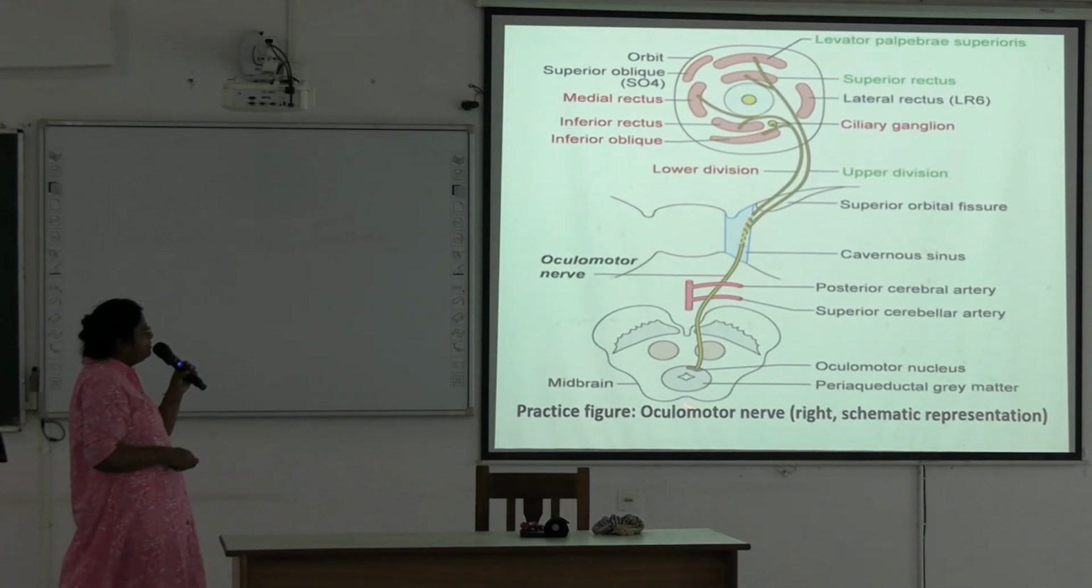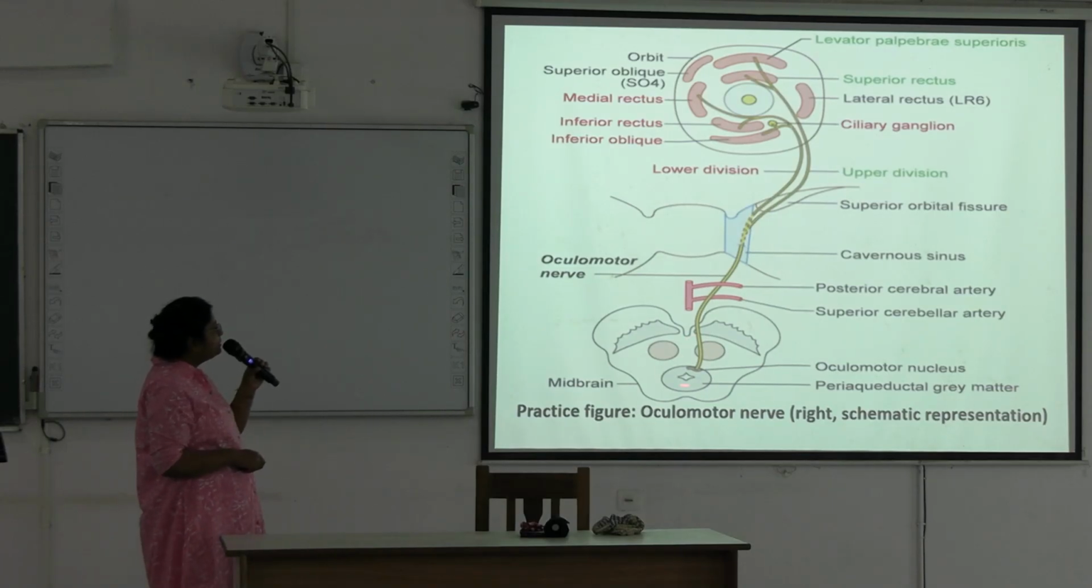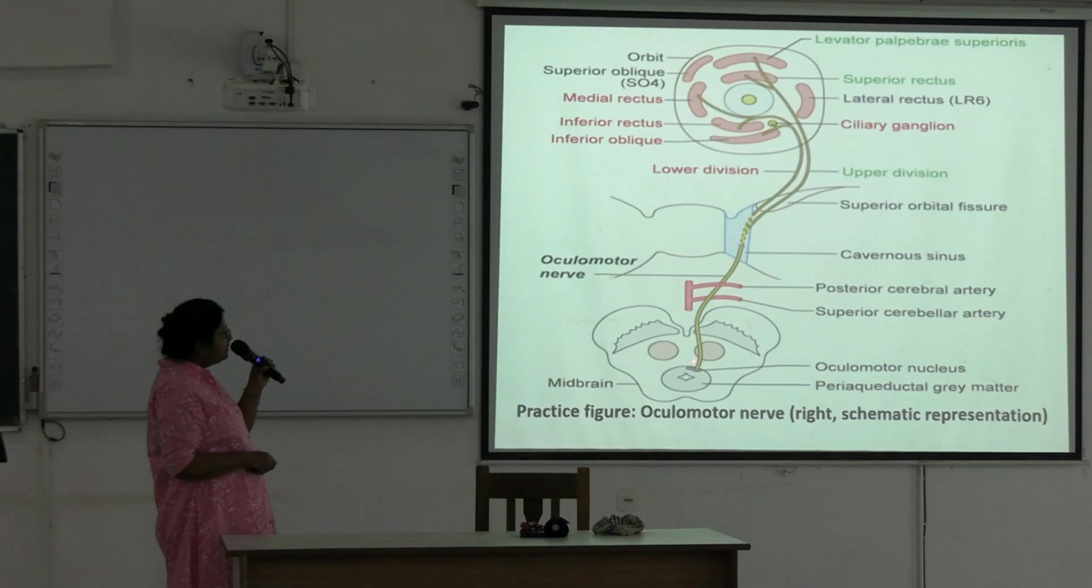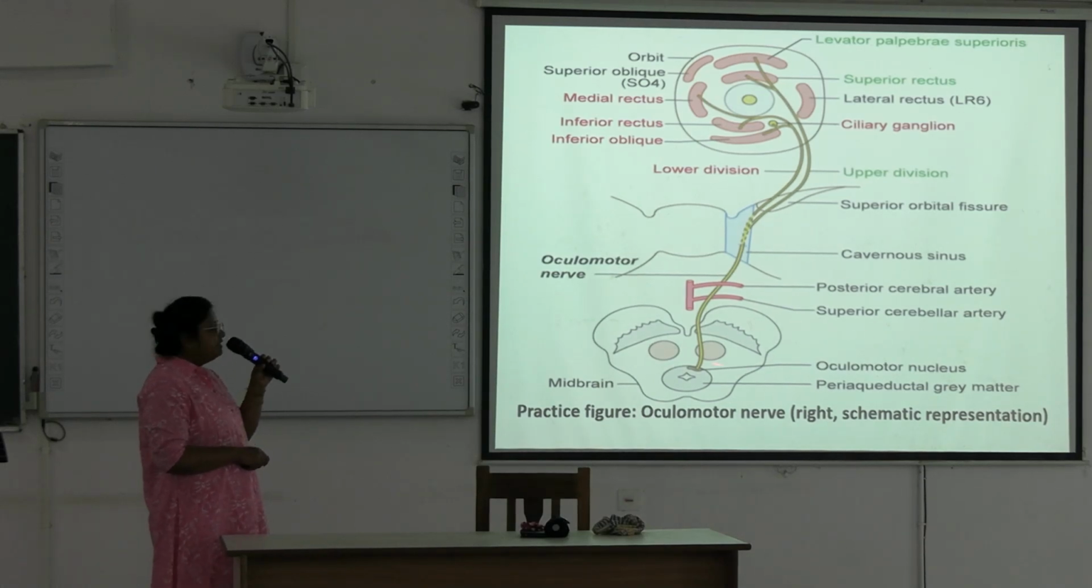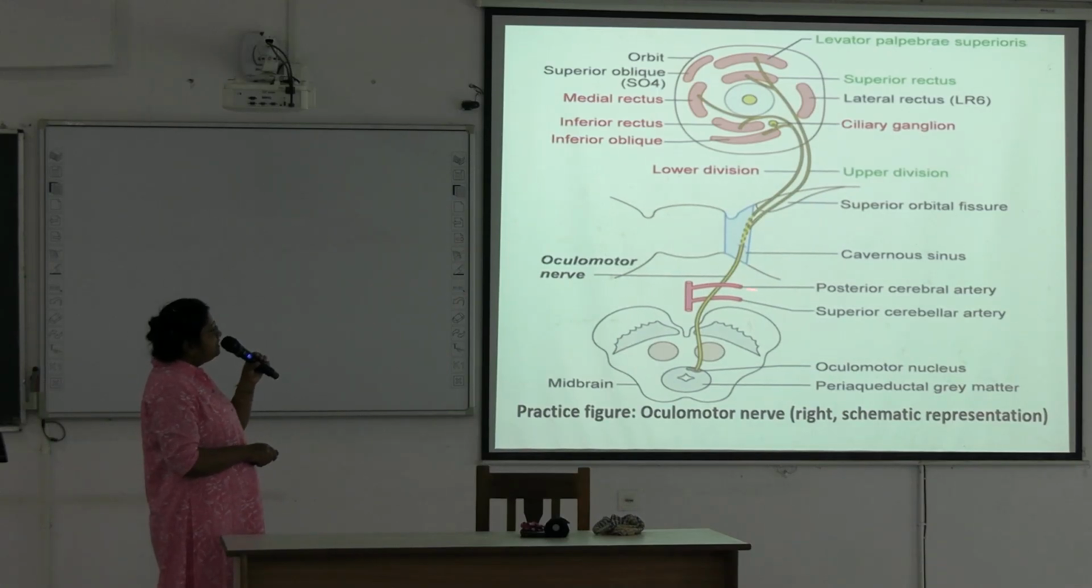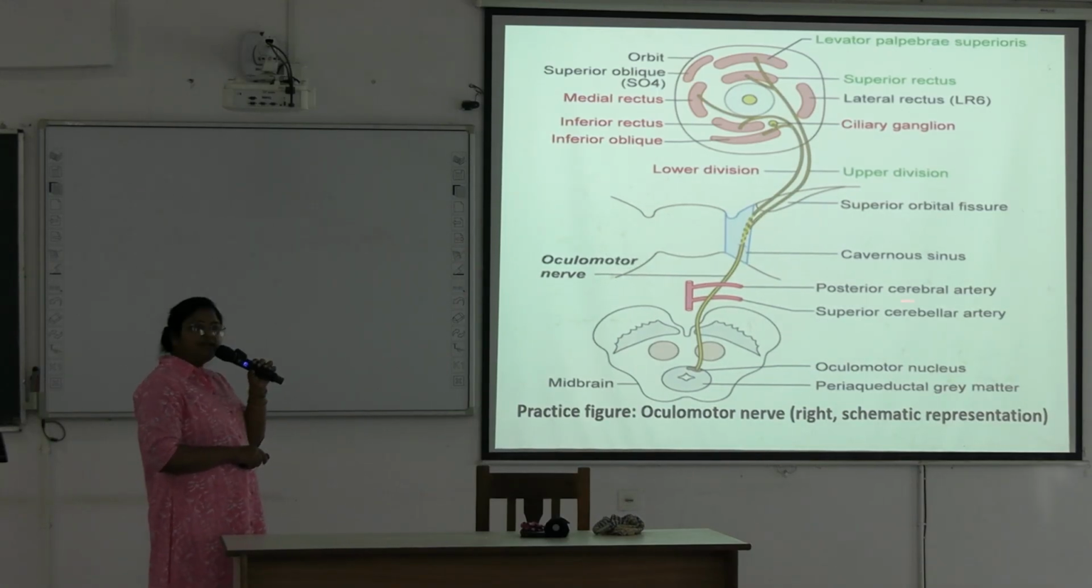See here, this oculomotor nerve is coming out from the oculomotor nucleus on the ventromedian aspect of the periaqueductal gray. This is the nucleus, and near it lies the Edinger-Westphal nucleus. So from here, it is passing through the midbrain structures, tegmentum, red nucleus, substantia nigra, then coming out from the medial aspect of the crus cerebri. Then it is passing in between two arteries, in between posterior cerebral artery and superior cerebellar artery.